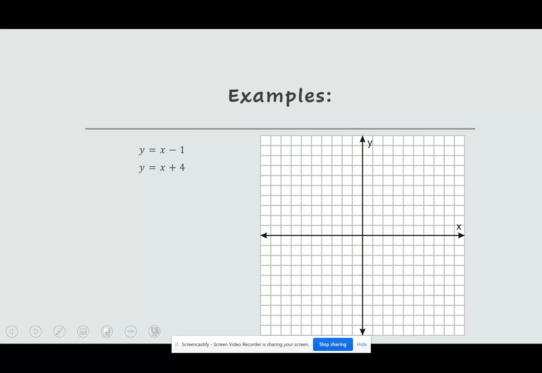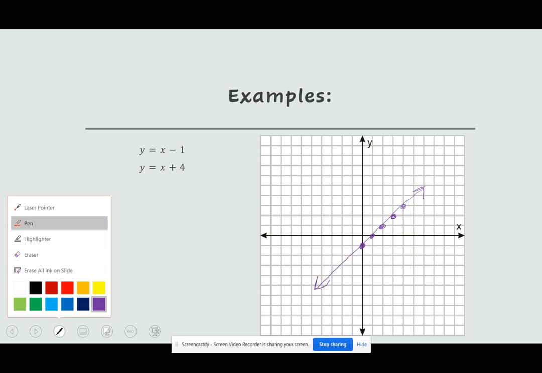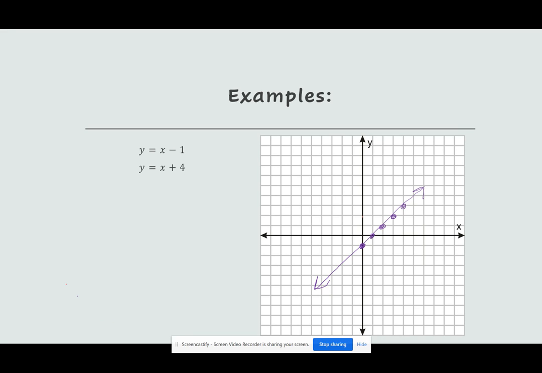Let's look at another example. These are also both in slope-intercept form already. My first one is y equals x minus 1. I'm going to start at negative 1, and then we go up 1 over 1, so our line looks something like that. For y equals x plus 4, I'm going to start at positive 4, and my slope is up 1 over 1.